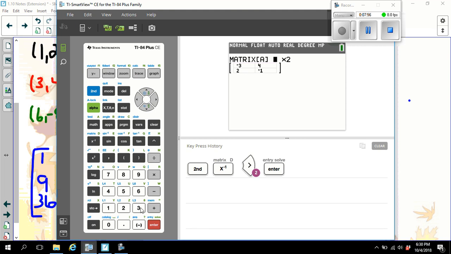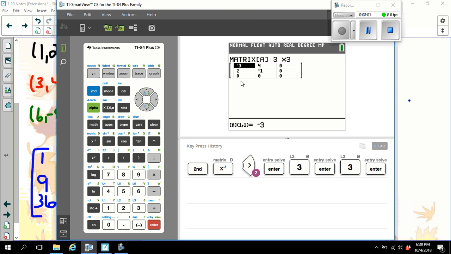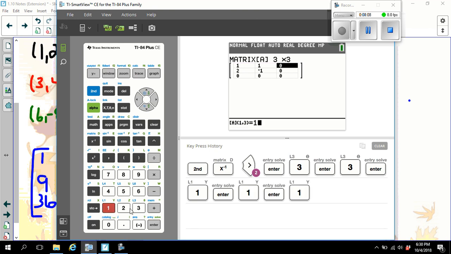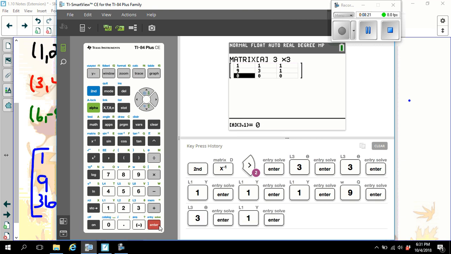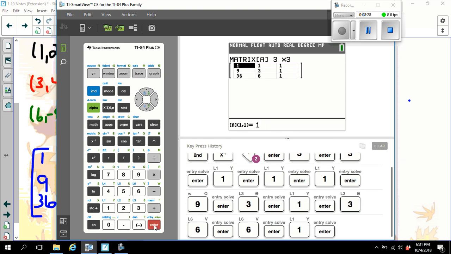Remember, to do this, we just press the number and then enter. So I do a 3 by 3, and now I'm going to plug in the values. We had 1, and then I press enter, 1, and 1. Every single time you plug in a value, press enter afterwards, and it'll move on to the next one. Then we have 9, 3, 1. So I press 9, enter, 3, and then 1. And then our last row, we had 36, 6, and 1.